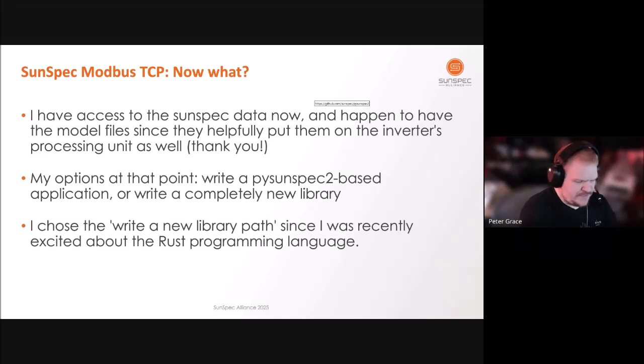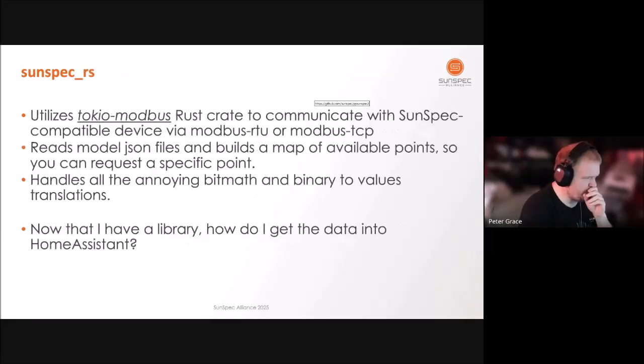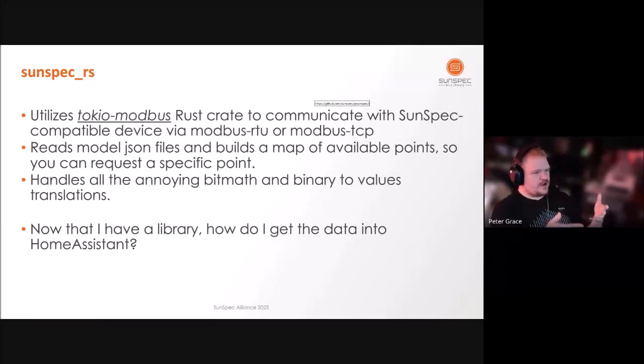I had found the PySunspec 2 library that was available, but it didn't really fit the needs of what I was looking for when I was writing my software. And I, at the time, was really interested in getting better at writing Rust code. So I opted to write a library to interact with SunSpec. So SunSpec RS is a library that is available on GitHub under my organization, Peter Grace.